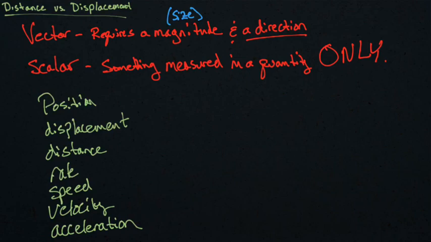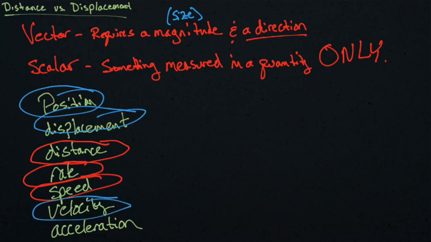Now, we're going to separate them into two categories. Some of these are just amounts, and others have an amount but also have a direction. You just kind of need to memorize these. The ones that are our scalars, I'm going to circle in red, and that would be distance, rate, and speed. The other four, circling in blue, are position, displacement, velocity, and acceleration.